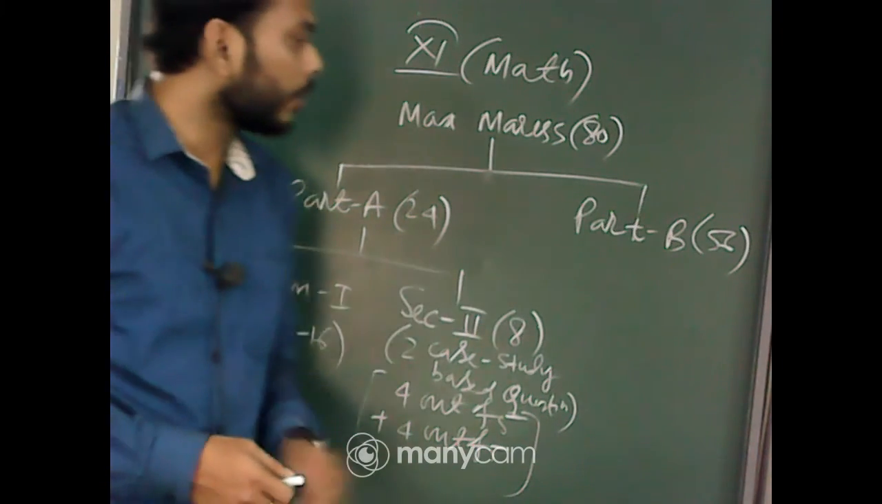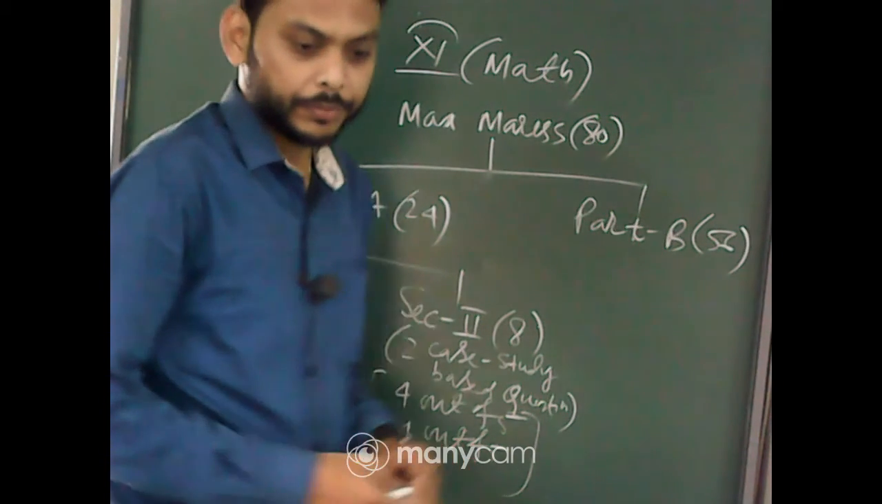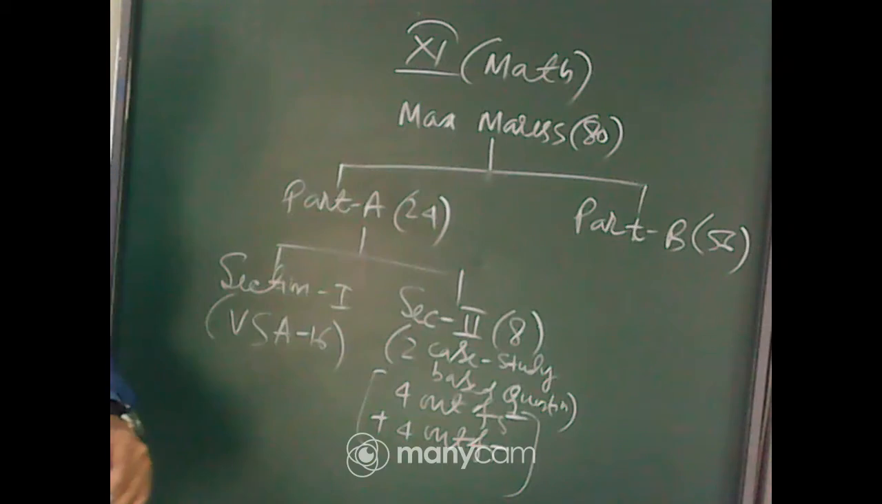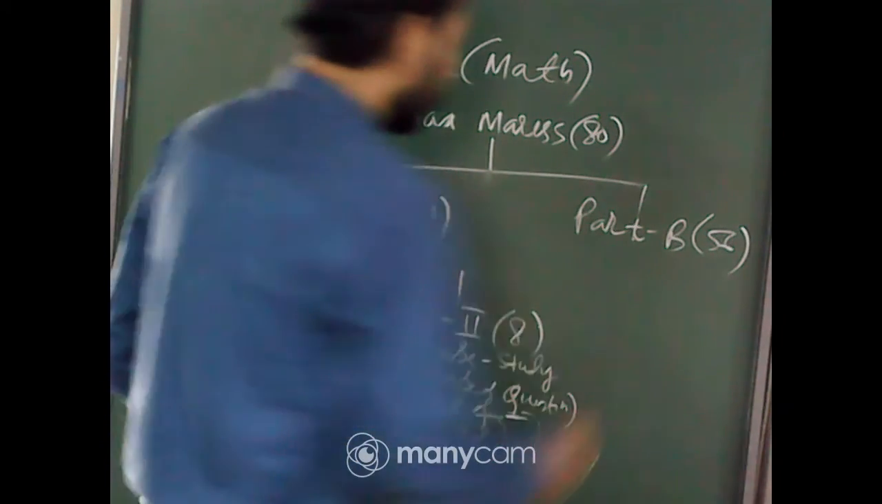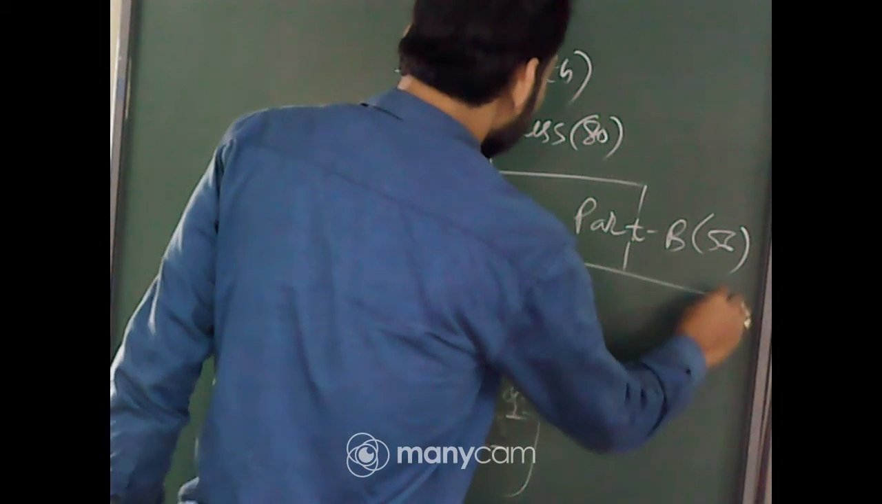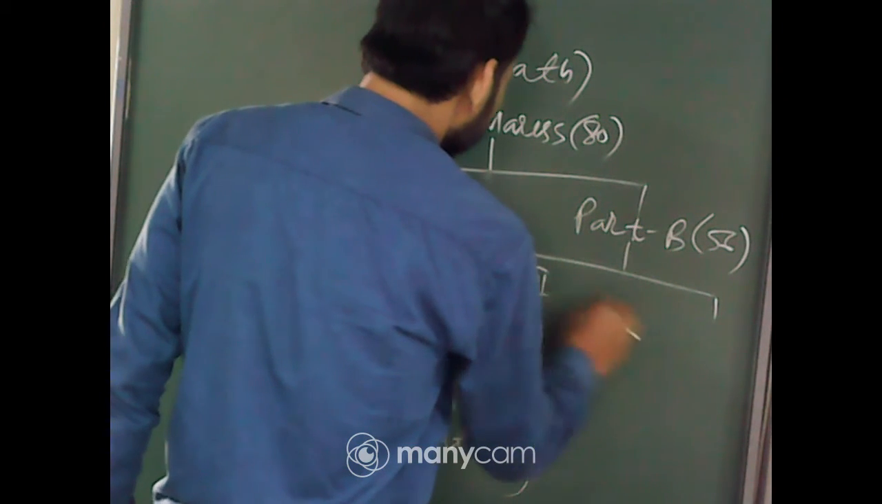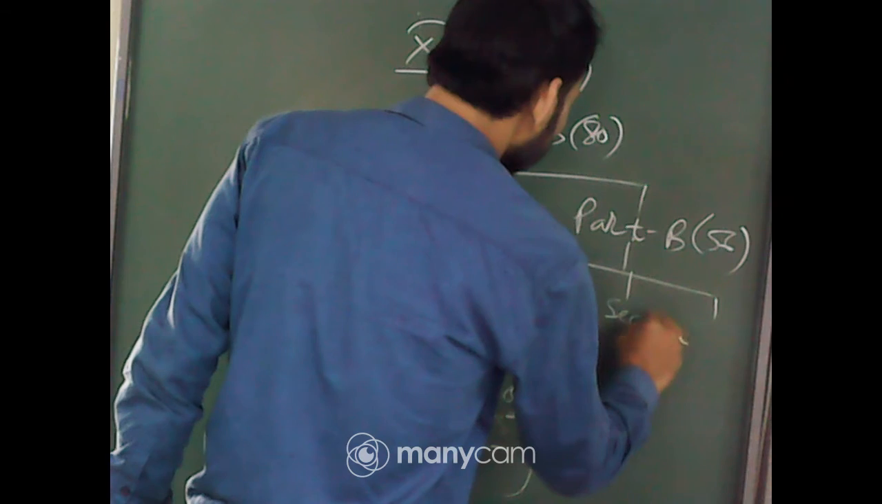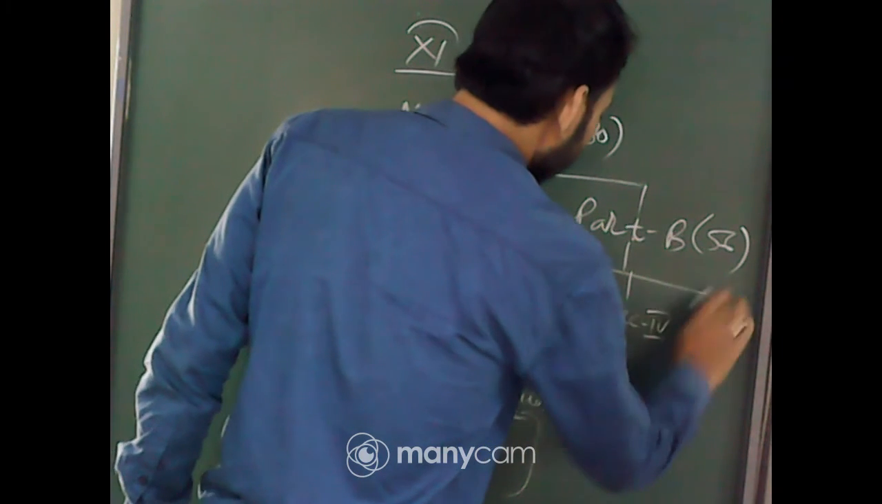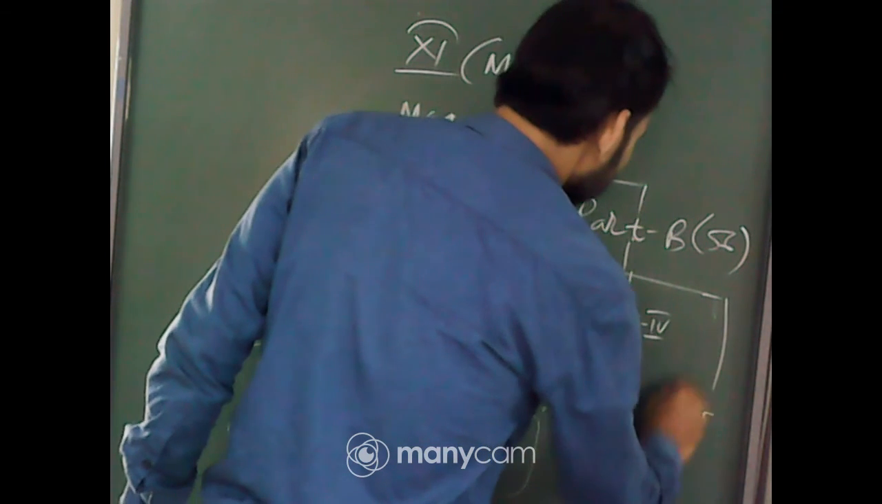Okay, now move on to the part B portion. There will be 3 sections: section 3, section 4 and section 5.